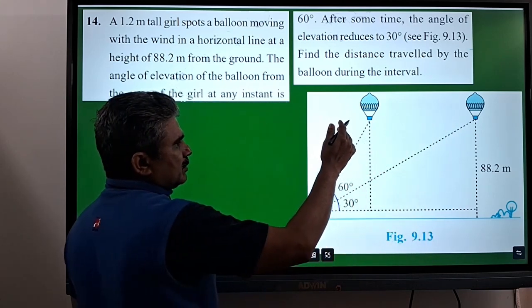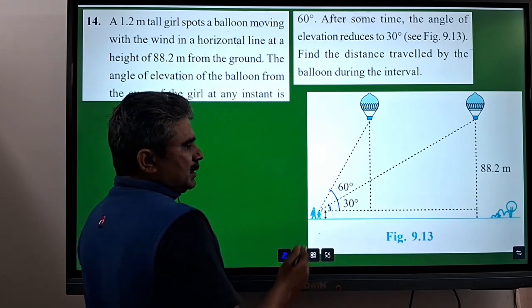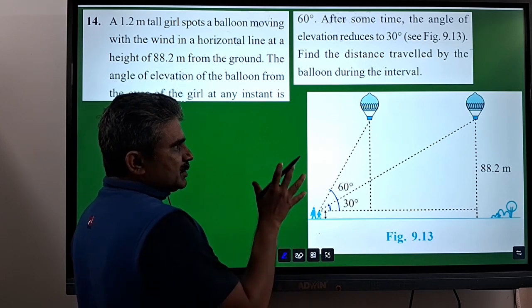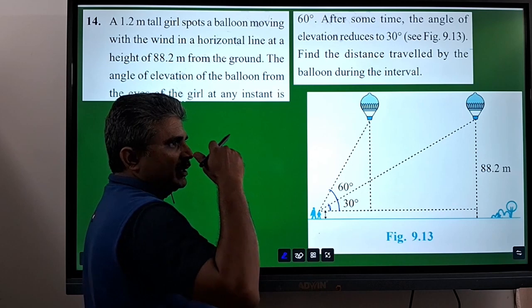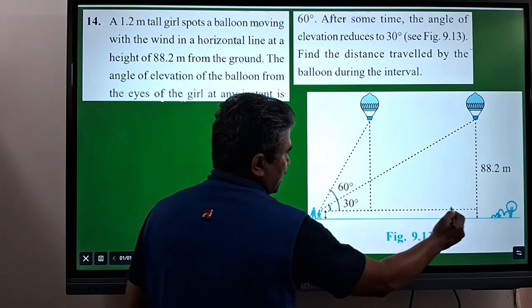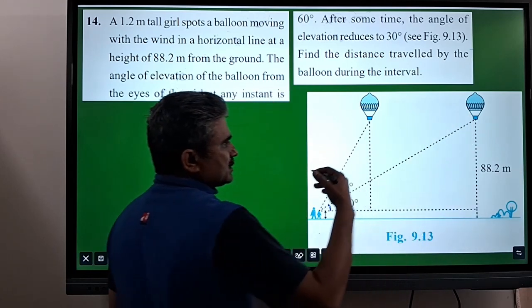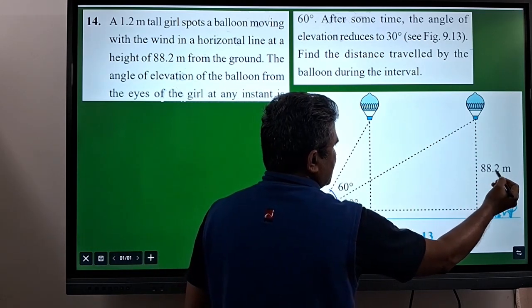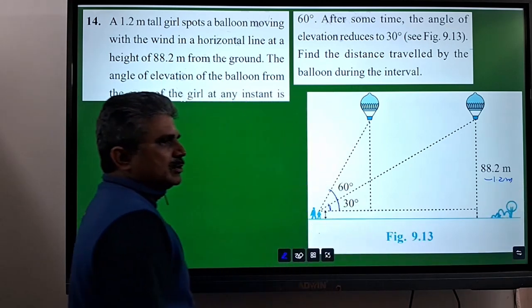The balloon is at every moment, like when it is here or when it is there, at the same height. The height of the balloon considered from the ground level is 88.2 meters, and the height of the girl is given as 1.2 meters. So the observable height means from the line of sight of the girl. From the line of sight of the girl, the height should be calculated for the sake of trigonometric ratios. So that height is 88.2 meters minus 1.2 meters. That much height we need to consider.